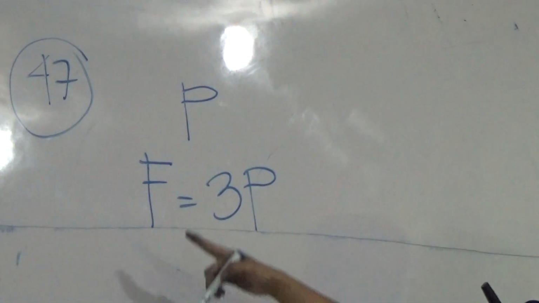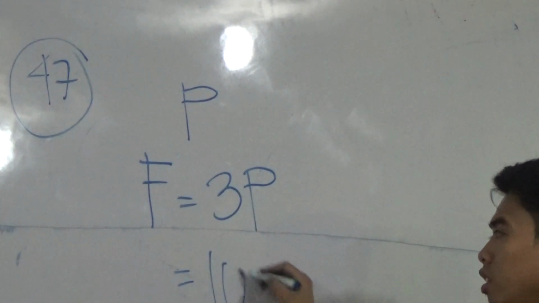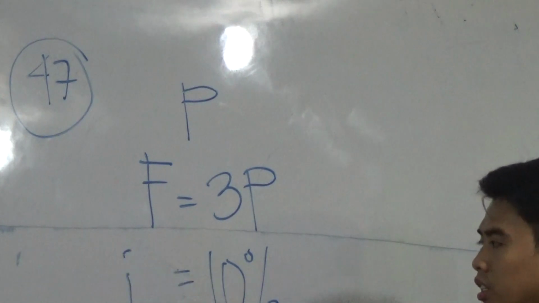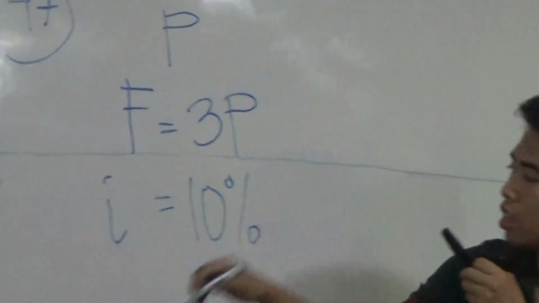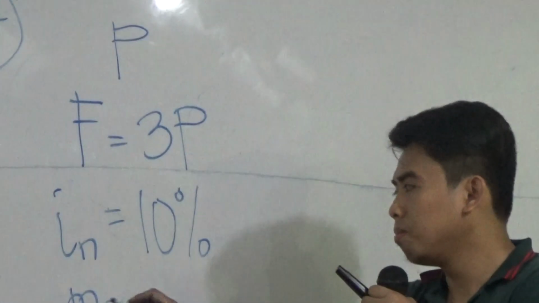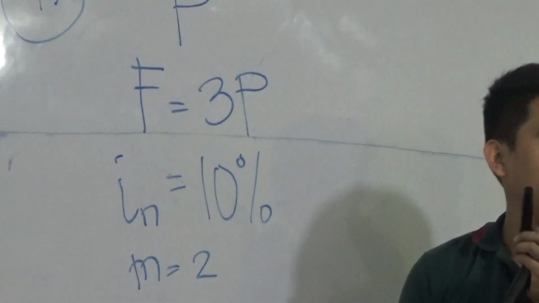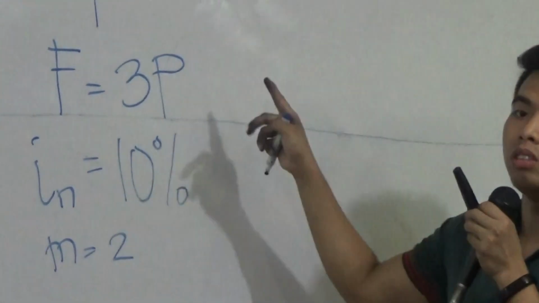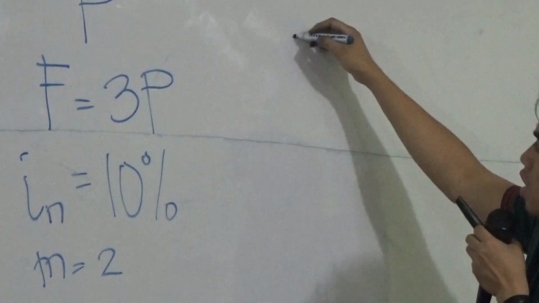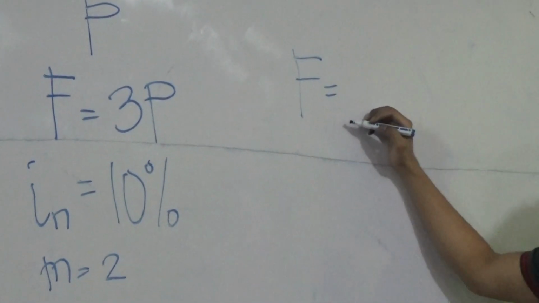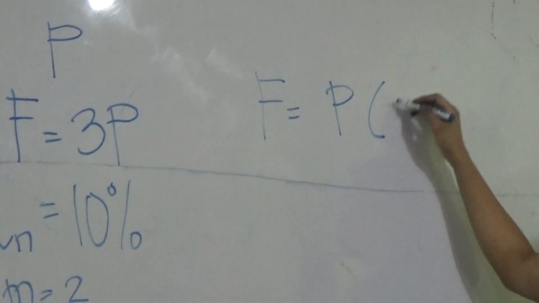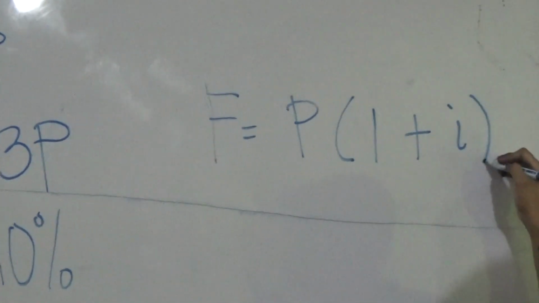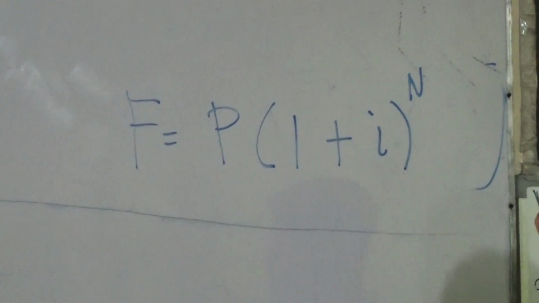So, tinatanong, meron tayong 10%. Anong klaseng I? Sir, compounded. So, this is nominal. So, what is M? This is 2. Okay? Madali naman to. Basic formula, compound interest. Ano yung formula natin ng compound interest? F equivalent sa P, quantity, 1 plus I raised to N. Tama ba? Yan yung basic formula natin.